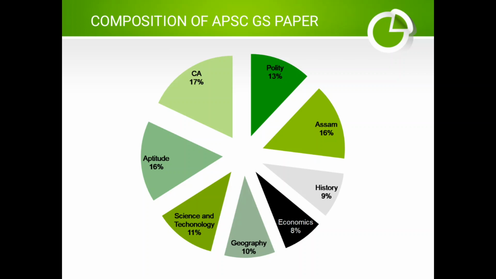Again in this science and technology category, some questions might be from current affairs, like which vaccine has been developed for COVID-19; someone can include it in current affairs, someone can include it in science and technology. Aptitude accounts for around 16 to 20 questions every year. Current affairs, 15 to 17 questions. So these are the broad categories into which we have divided our question paper.